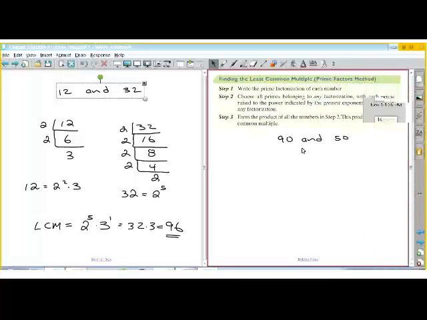So let me give you one to work on here. We're going to do 90 and 50. So here's the procedure. You can do the prime factorizations of 90 and 50. Once you get the prime factorizations, then you'll pick prime numbers that are in either of the two factorizations, and you'll choose the highest exponent.